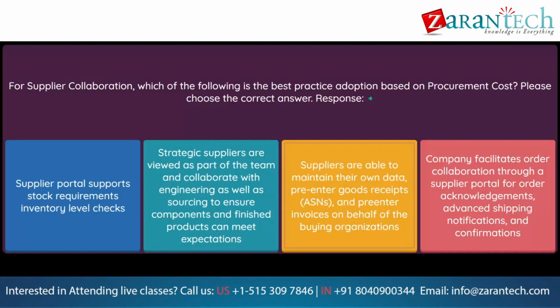Option 3, suppliers are able to maintain their own data, pre-enter goods receipts, ASNs, and pre-enter invoices on behalf of the buying organizations. Option 4, company facilitates order collaboration through a supplier portal for order acknowledgements, advanced shipping notifications, and confirmations.